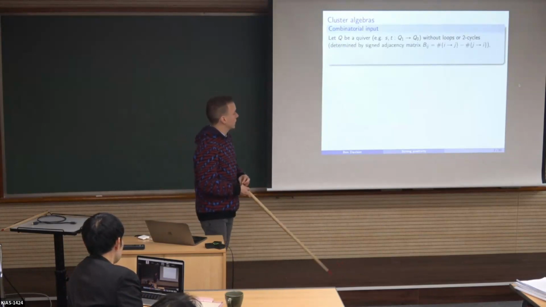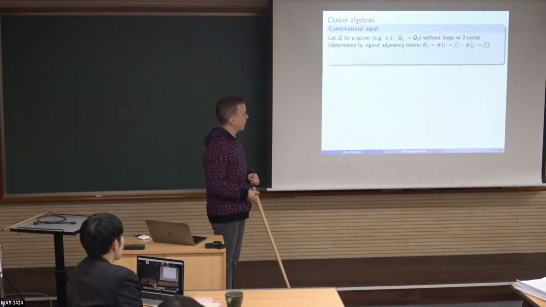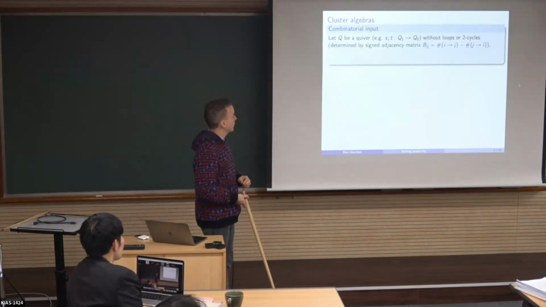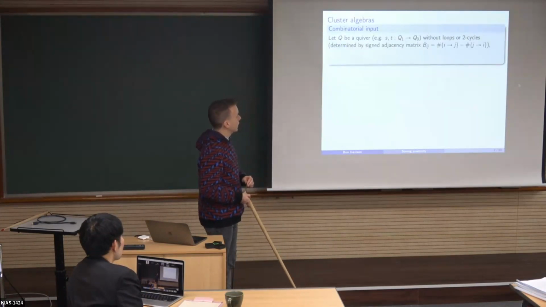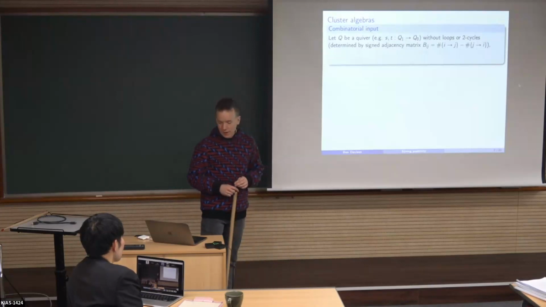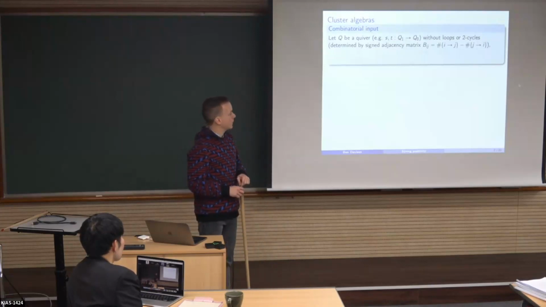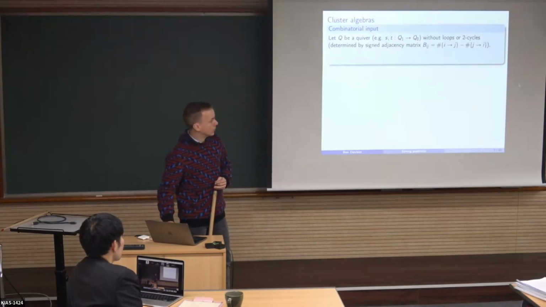Because of these conditions on my quiver, the quiver is entirely determined by another rather down-to-earth piece of data, namely the adjacency matrix. That's a matrix B, whose ijth entry is the number of arrows going from i to j minus the number of arrows from j to i. And precisely because there are no loops or two cycles, that uniquely determines my quiver.